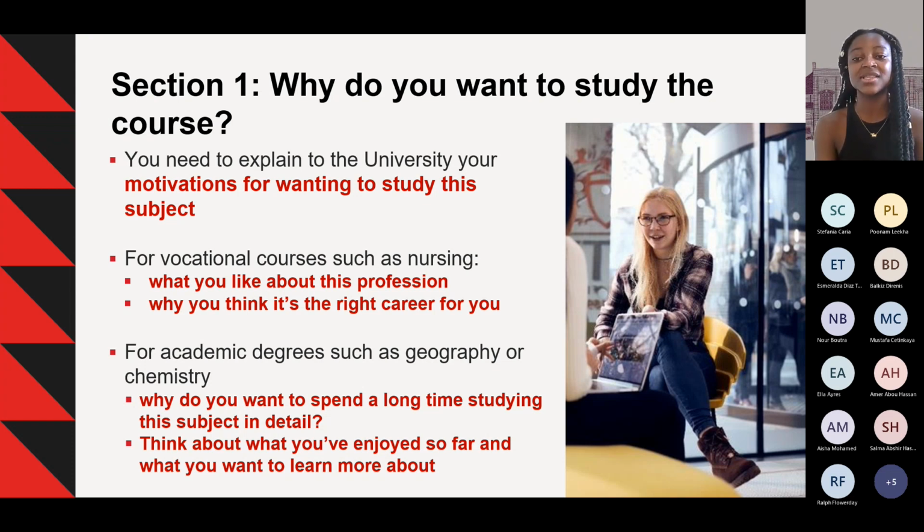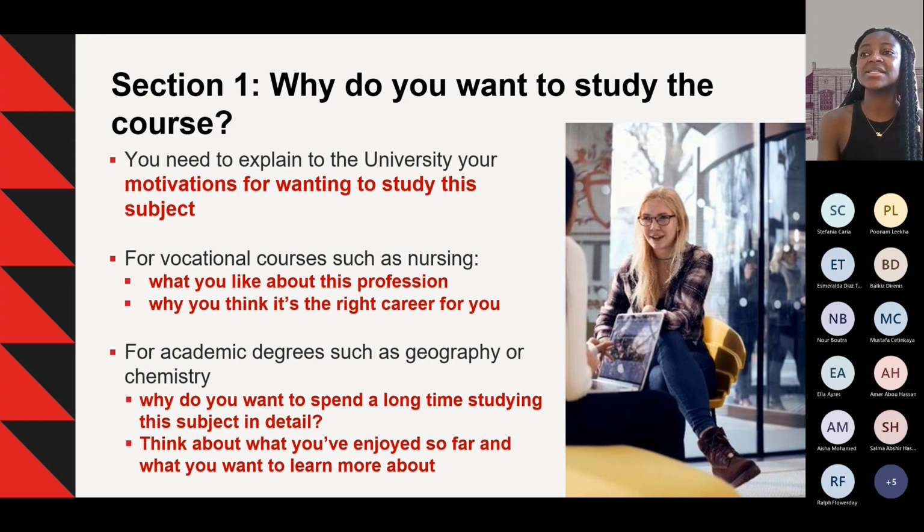So for vocational courses such as nursing, those of you that want to get into nursing, think about what you like about the profession. Think about why it's the right career for you, not even just nursing. This can either be radiography, optometry. It could be a lot of the medical field related courses. Why is it the right one for you?